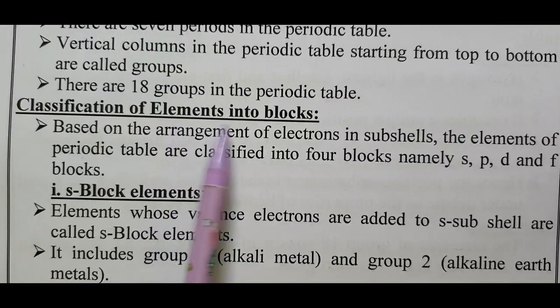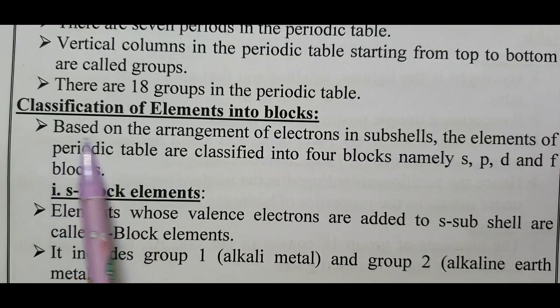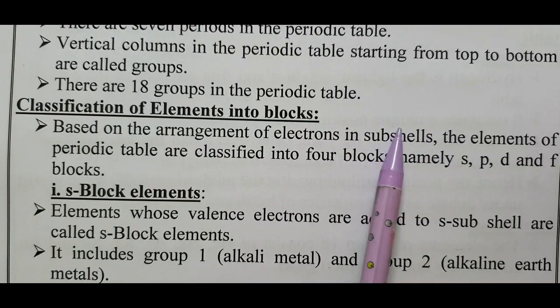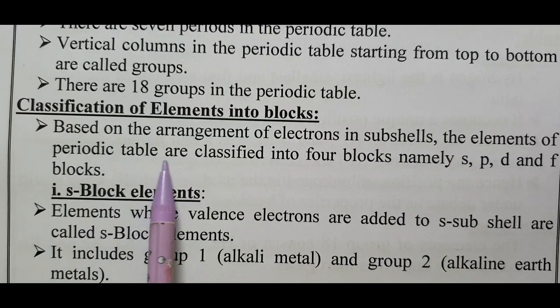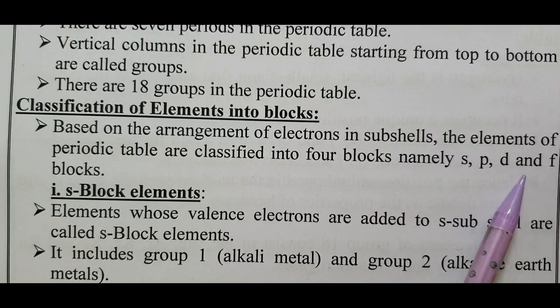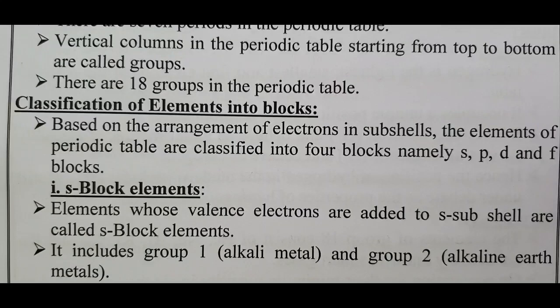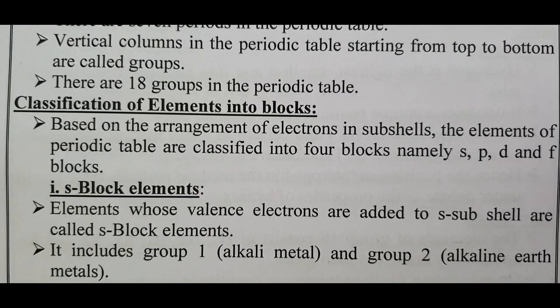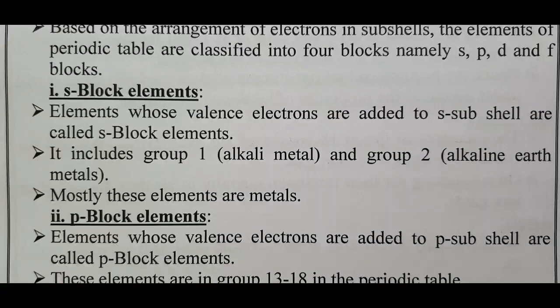Classification of elements into blocks. Based on the arrangement of electrons in subshells, the elements of the periodic table are classified into 4 blocks, namely S, P, D and F block. We know there are 4 orbitals, mainly S orbital, P orbital, D orbital and F orbital. The maximum number of electrons in S orbital is 2, P orbital 6, D orbital 10 and F orbital 14. Depending upon the number of electrons in each orbital, there are a number of groups in the periodic table.